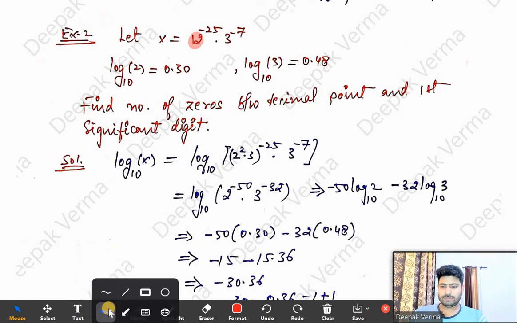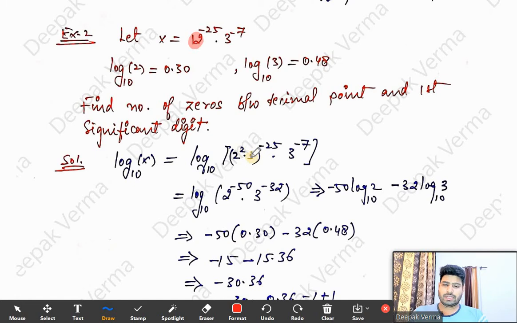So we have 2 square into 3, that is 4 into 3, and here 3 as it is. So 2 into minus 25 we get 2 to the power minus 50 here. 3 to the power we get minus 25 plus minus 7, that is minus 32.